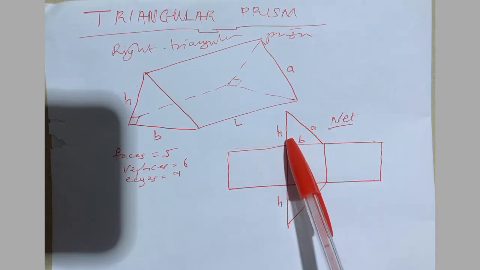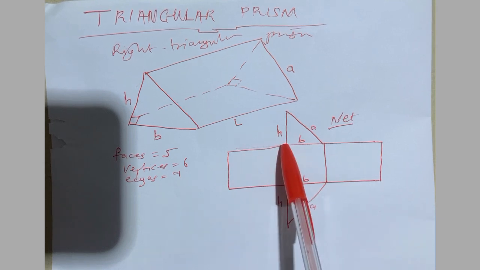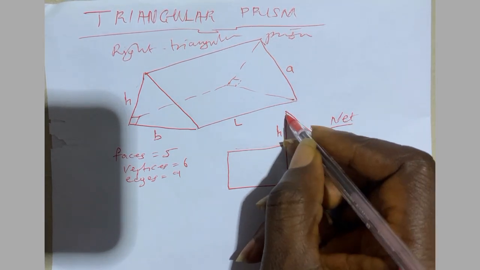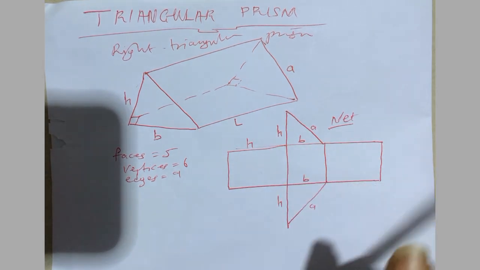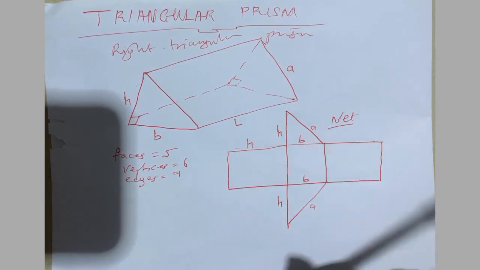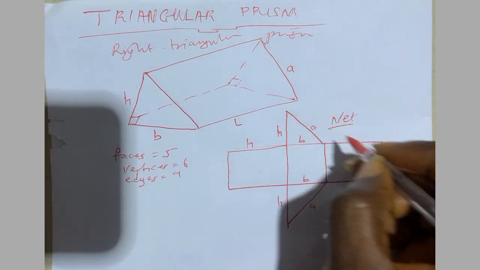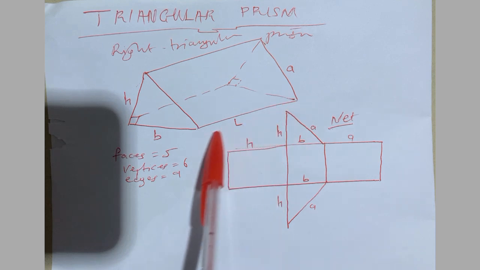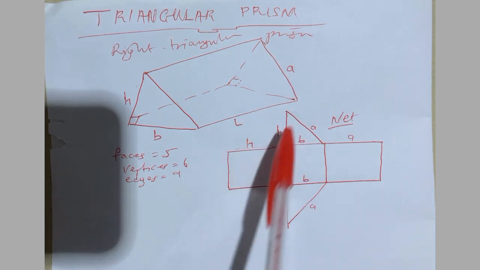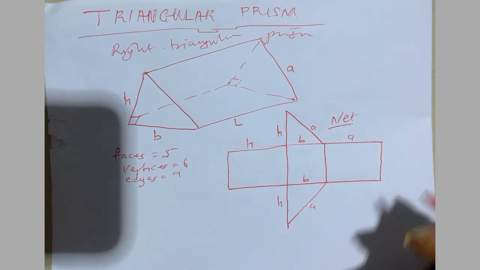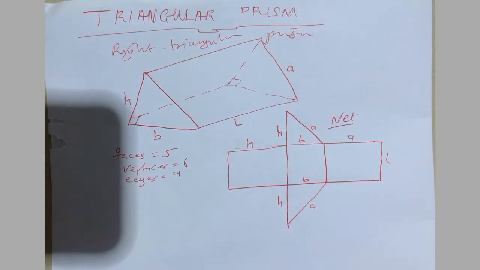We open it up together, right? So this side will be the same as this side. So if here to here is H, here to here is going to be H, and then this side is going to be the same as what? This side. So if here's A, here's also going to be A, and this is going to be the length, and that length is going to be here, right? Yeah. So here's L. Okay.